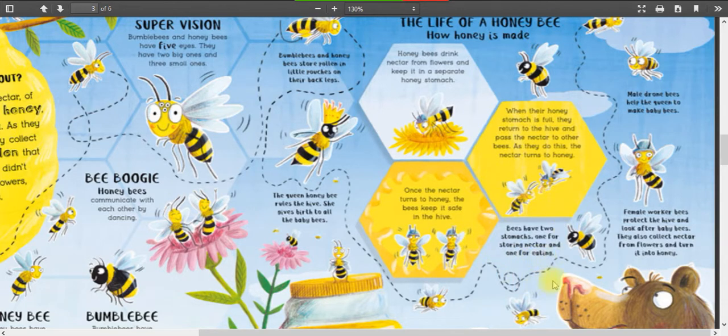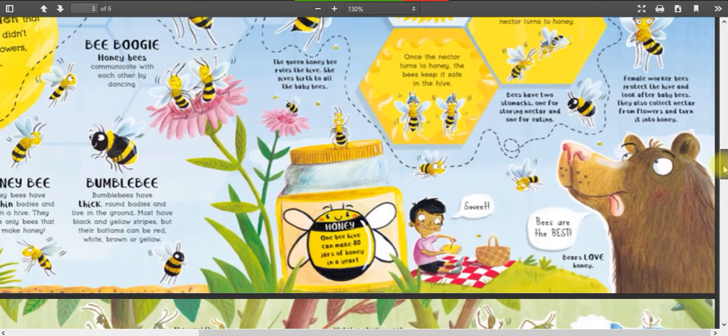Bees have 2 stomachs, one for storing nectar and one for eating. Female worker bees protect the hive and look after baby bees. They also collect nectar from flowers and turn it into honey. Male drone bees help the queen to make baby bees. Go to the bottom and see if there's any information at the bottom. Ooh, don't go off the page.